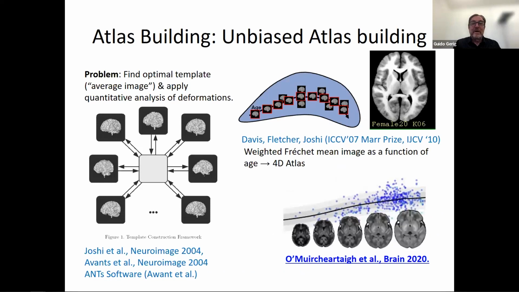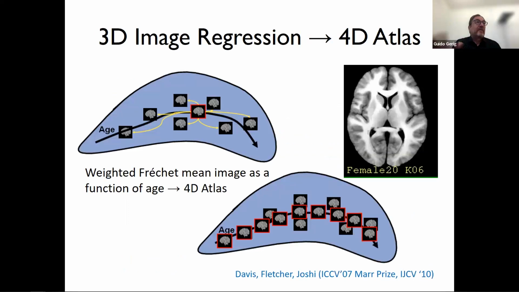Okay, and then the time extension is just, instead of one atlas, you create an atlas over time, because you have a time series, even here cross-sectional. That was the first that we did, 2006 to 2010, with Brad Davis and Tom Fletcher, who was also my colleague at Utah. What you do is you generate the template at a specific time point. It's relatively straightforward for us as clinical scientists to think about. You weight images that are far away in age less. You just say I have a kernel, and the farther away the age is, the less I weight this contribution. So you just go through the age axis and generate a middle template of the neighborhood in age.